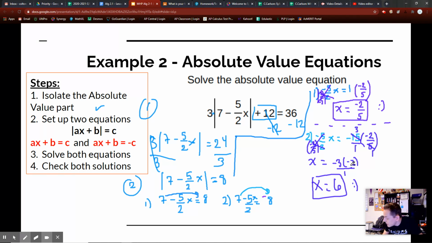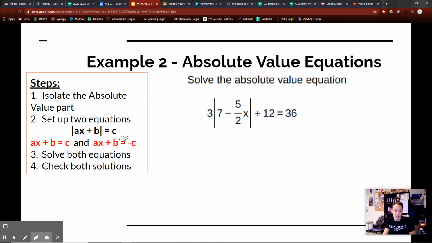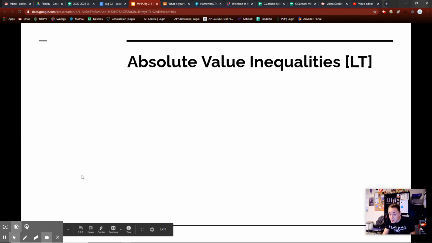All right, so that's equations. We're now going to go to inequalities. So equations are actually very straightforward. Make sure you isolate the absolute value part and so forth. And then get your two equations that look something like this. Make sure you know that. Okay, you can use the notes on the homework quiz, guys.